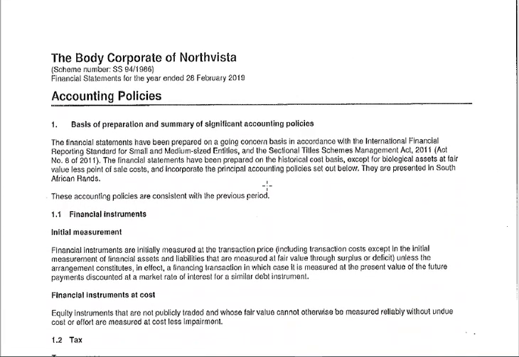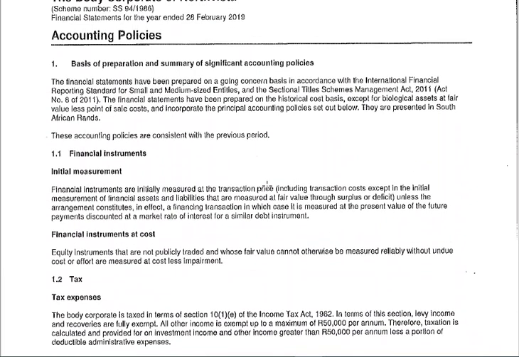Okay, following from the cash flow statement are your accounting policies and notes. And what this does is give you more information. Your accounting policies are going to tell you the basis of accounting used for the financial statements. So here in this paragraph, it's always going to tell you this is in terms of international financial reporting standards for small and medium-sized entities. And important is if it tells you it's done on a going concern basis. What that means is they expect the body corporate in this case to continue as a going concern, to continue being in existence for the next 12 months.